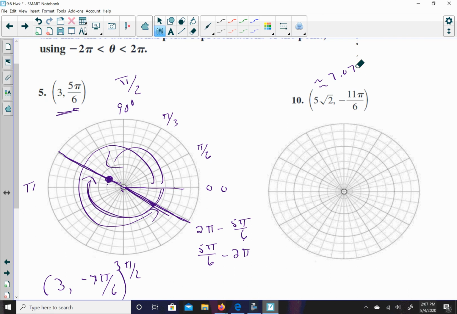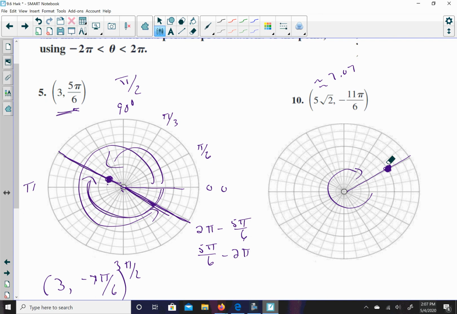Negative 11 pi over 6. If I start here, negative 11 pi over 6 will take me all the way around the circle. And then this would be negative 11 pi over 6 going this direction here. So plotting 1, 2, 3, 4, 5, 6, 7. I'm going to plot it right there. Well, yeah, if I make the dot big enough, close enough.